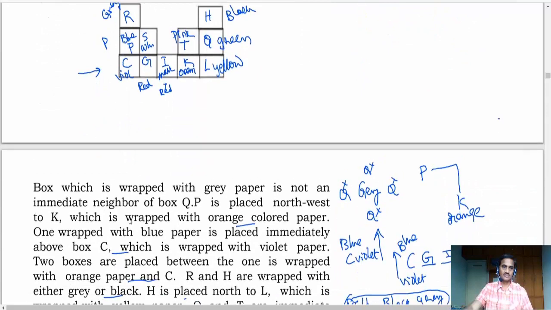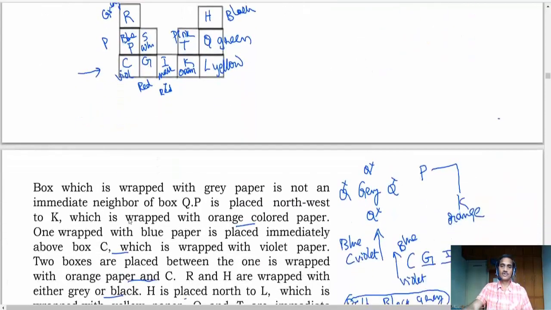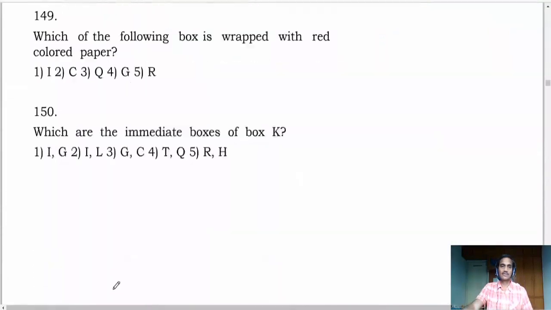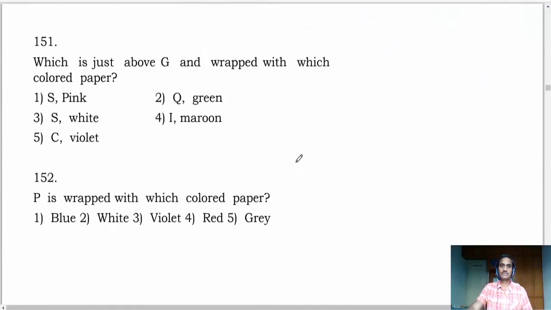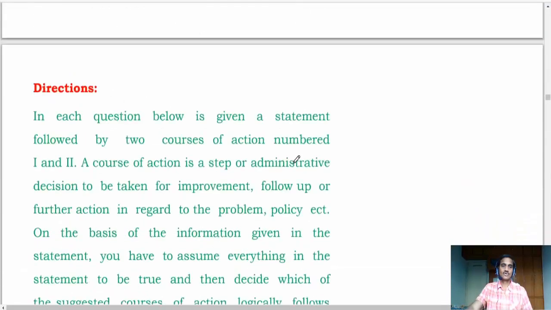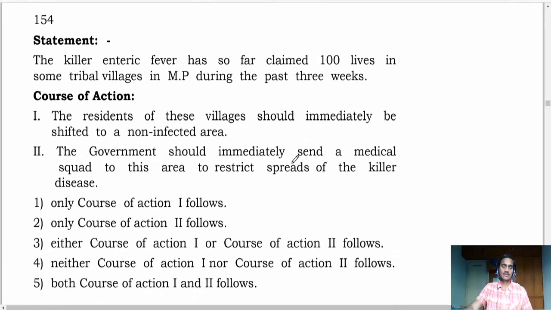Now this is about question numbers 149 to 153. After this 149 to 153, then 154 onwards. 154 onwards, what is the information we have? Courses of action. Now 154, courses of action with each other.